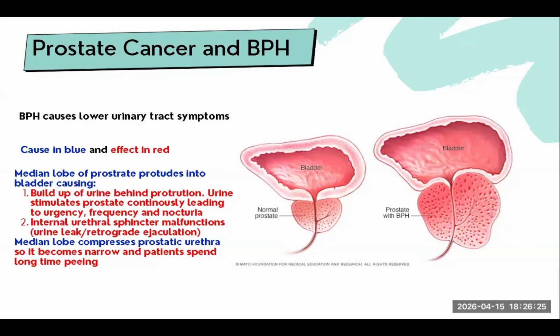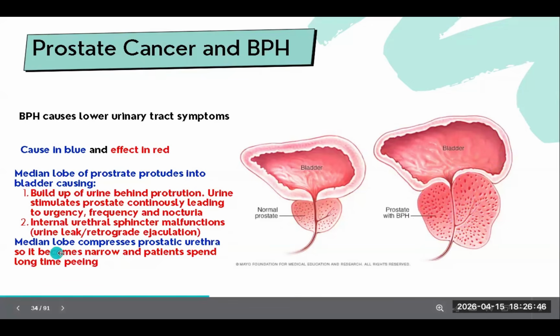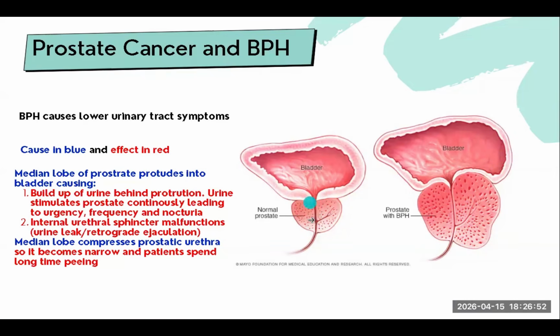Number 2, the internal urethral sphincter would malfunction as well. And this would lead to urine leak and retrograde ejaculation. Retrograde ejaculation simply means the ejaculate would not, this is the ejaculatory duct, the ejaculate would move back into the bladder. Another cause is that the median lobe would compress the prostatic urethra. This is a normal and wide prostatic urethra. In a patient with BPH, it's very compressed. And when it becomes narrow, the patient would spend a long time peeing.